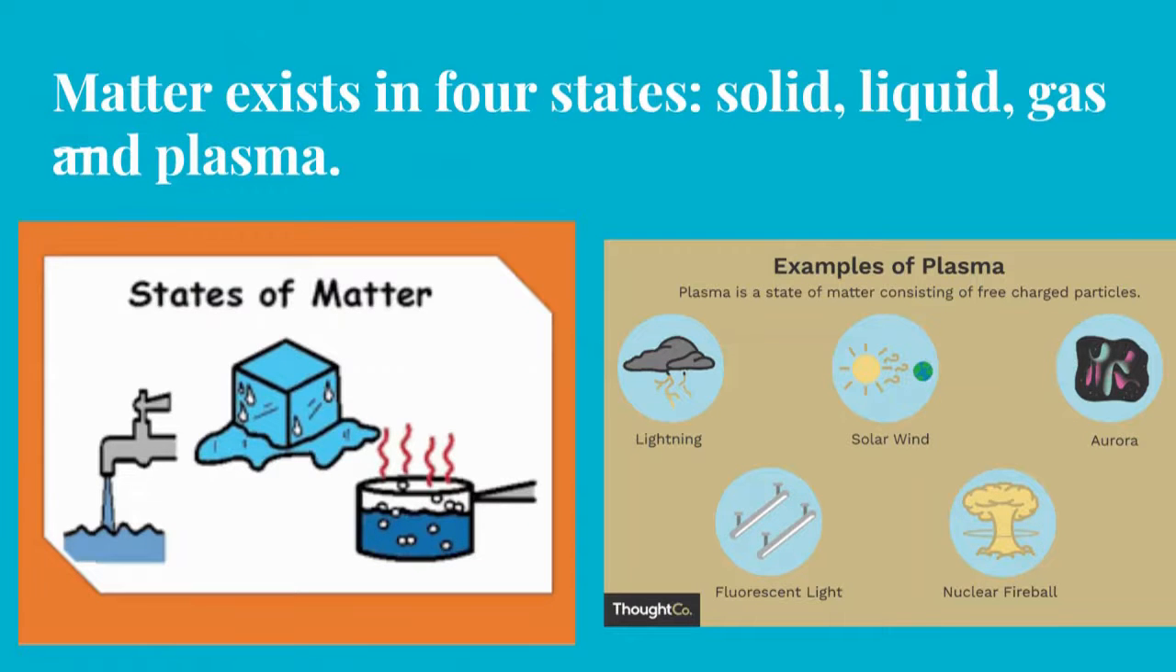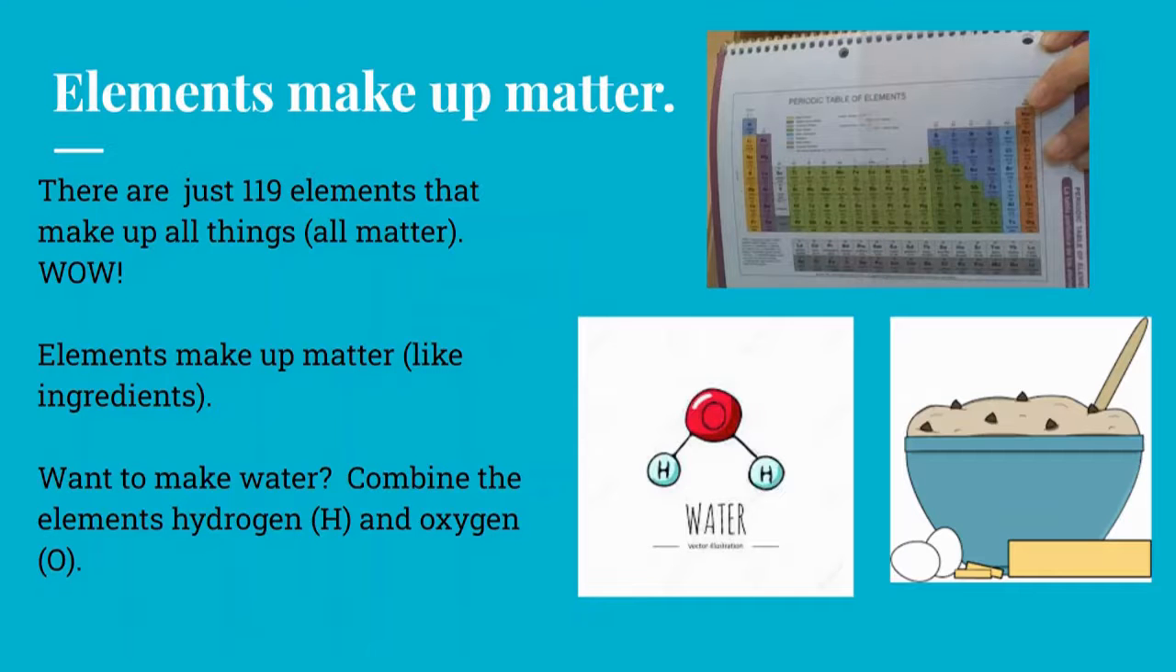There are four states of matter: solid, liquid, gas, and plasma. Plasma is things like lightning, fluorescent lights, the aurora borealis, the northern lights, or solar wind. Everything around us has matter, and therefore everything around us is made up of elements. There are 119 elements, and only 94 are naturally occurring that make up matter.